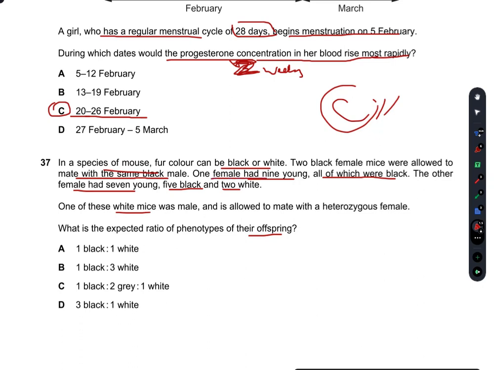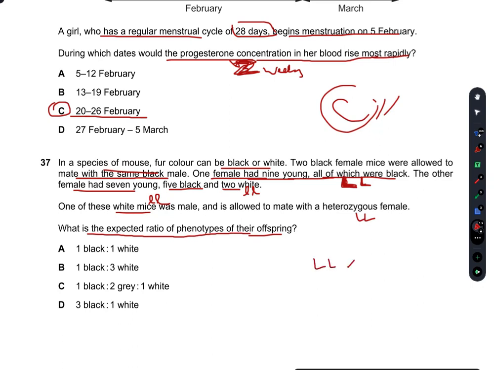So if one female produces 9 black and the other produces 5 black, then we can say that the black color is dominant. So I am using capital L as the dominant and small l as the recessive allele. So black contains L and white contains small l. One of these white mice was male and is allowed to mate with a heterozygous female. So what is the expected ratio of the expression of genes in their offspring?